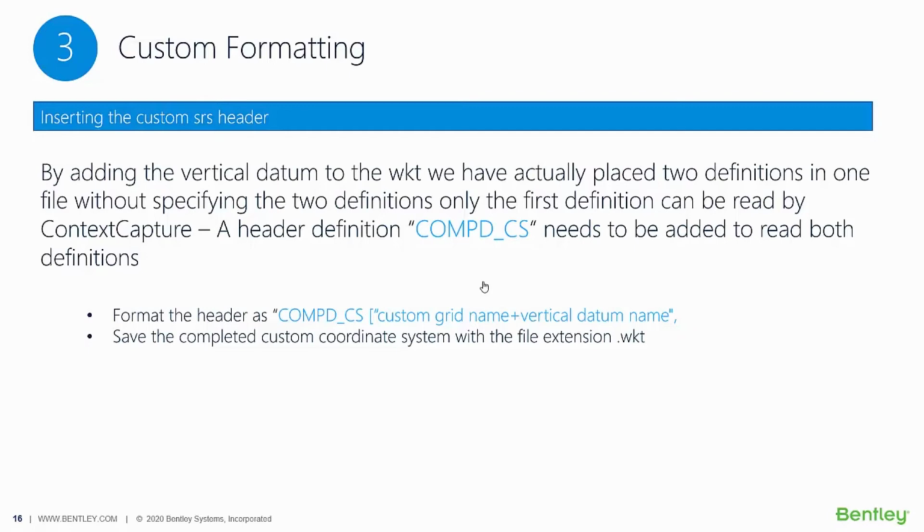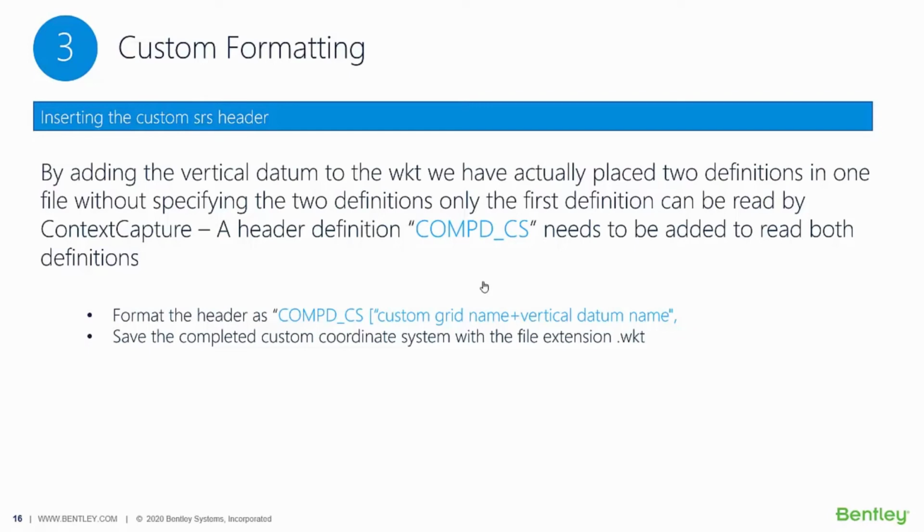The header definition COMPD_CS needs to be added to read both definitions. Typically, the format for this header will be COMPD_CS, then the custom grid name plus the vertical datum name. Once we add this, we can then save the file with the file extension WKT.